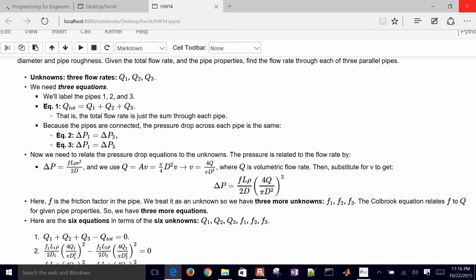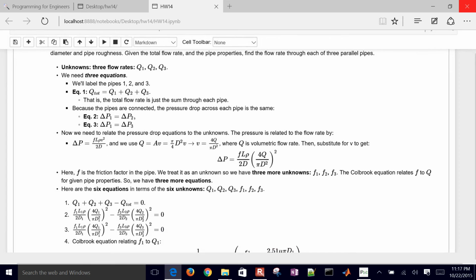Then the total flow rate is just the sum through each pipe. Because the pipes are connected at the beginning and the end, we know that the pressure drop across 1 equals the pressure drop across 2 equals the pressure drop across 3. So that gives us actually two equations there. A third one, like delta pressure drop across 2 equals delta pressure drop across 3, would just be a redundant equation. We can't use that. We also need to relate the pressure drop equations to the unknowns.